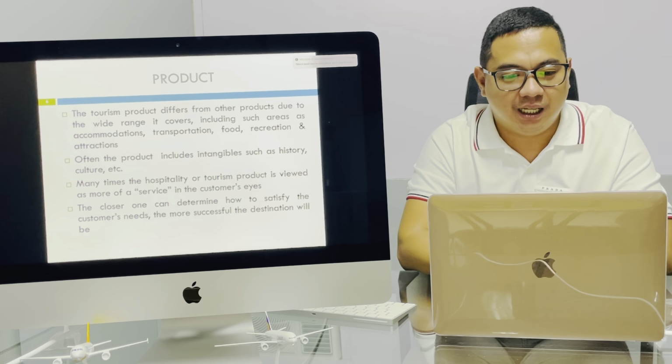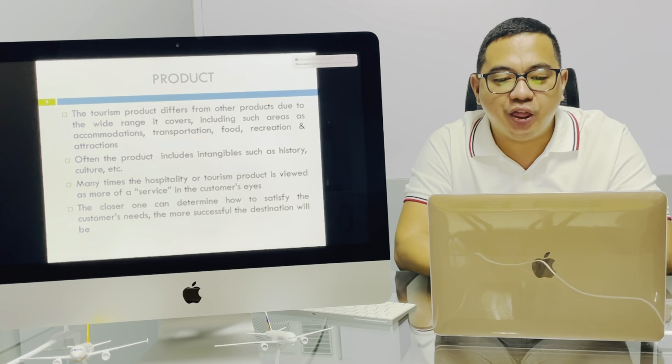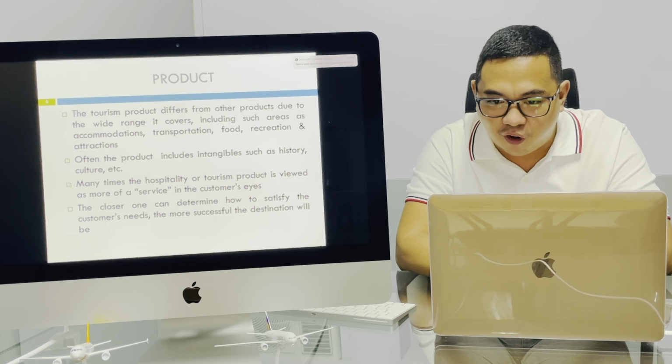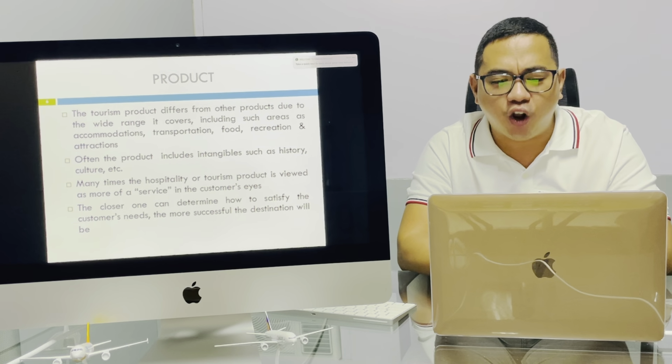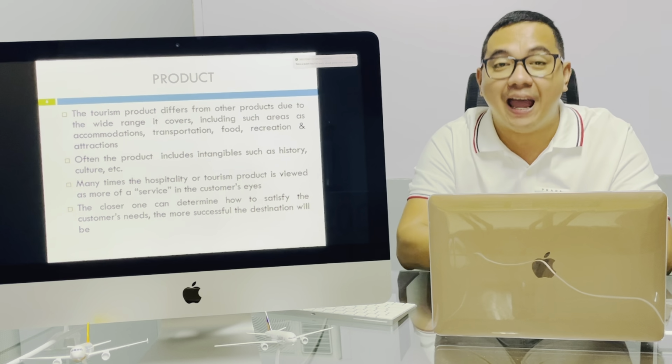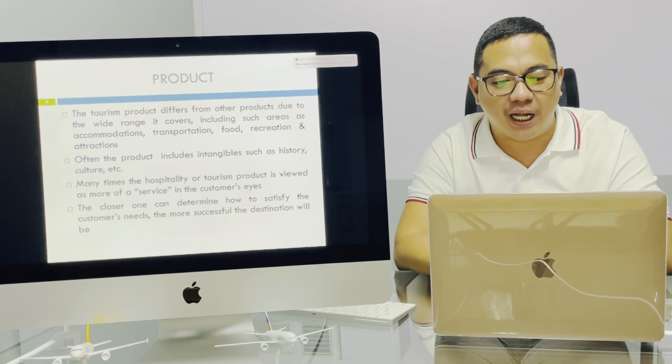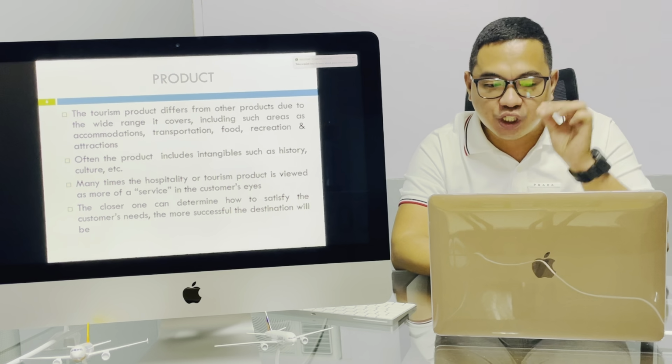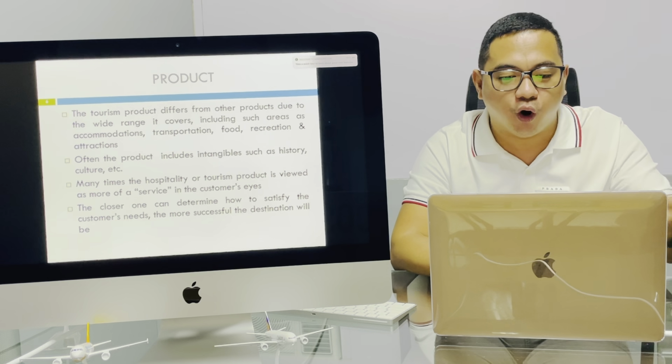So, product. The tourism product differs from other products due to the wide range it covers, including accommodations, transportation, food, recreation, and attractions. Ang iba niya nga product are intangible, which is part sa, let's say, history or culture.